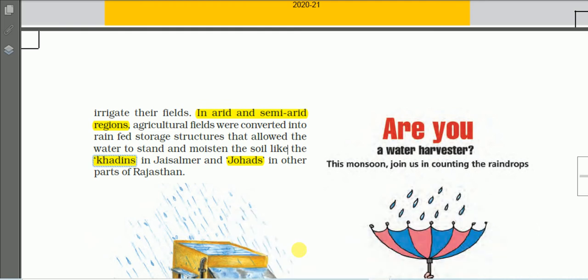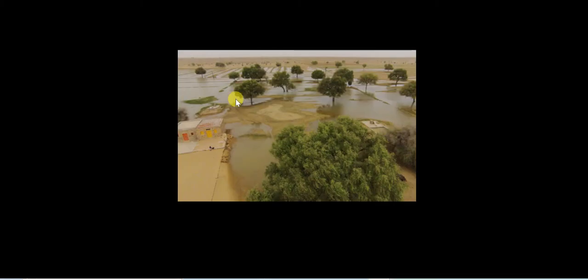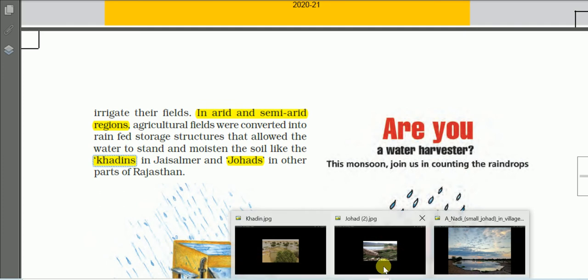So here we have a photograph showing Khadins. Just see here, you may be seeing bunds also, and the rainwater is allowed to stay in the agricultural field, thus allowing the water to absorb in the soil, and the water will moisten the soil, and after that we can grow crops. So this technique of rainwater harvesting in Rajasthan, particularly in Jaisalmer, is known as Khadin.